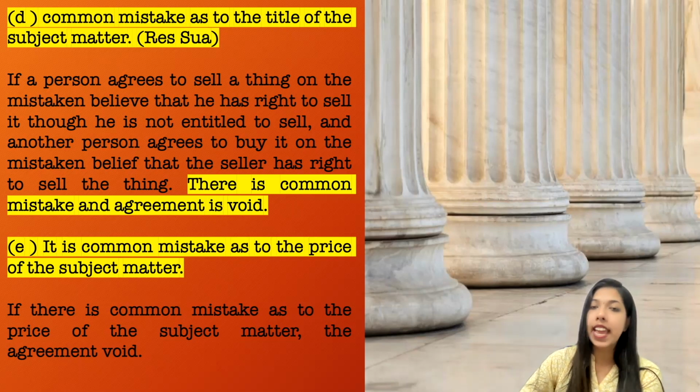Like A believes that A has a right to sell a particular thing to B, and B believes that A has a right to sell. If that is the situation, it is a common mistake and it will be void in nature.